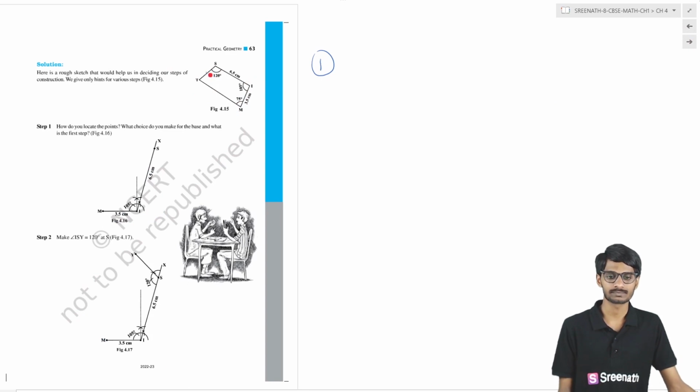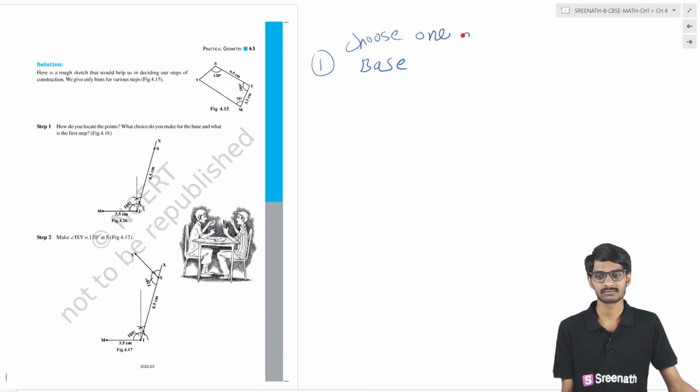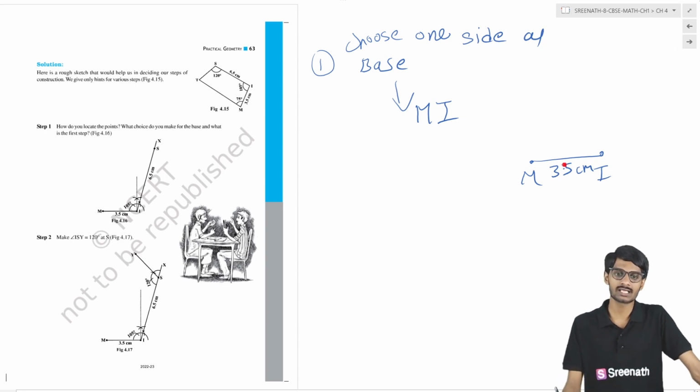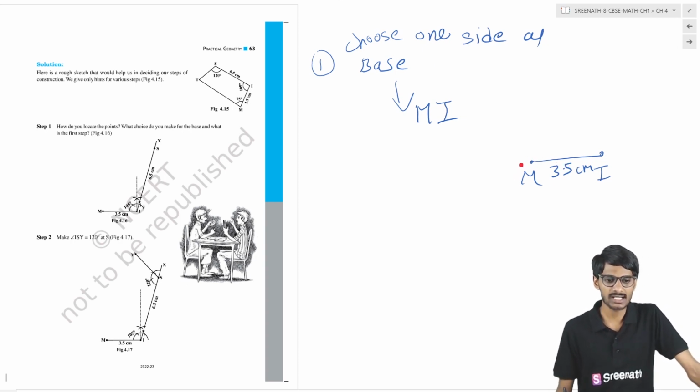So what is the first step you have to do? After drawing this rough diagram, first you have to locate the base. Choose one side as the base. Now we will choose MI as the base. This is M and this is I. So this is the base, and the distance between M and I he has already given, that is 3.5 centimeters. We have drawn 2 points on a line segment with a distance of 3.5 centimeters between them. Like that we have chosen one side as the base. First thing we have done. And what is the next thing?